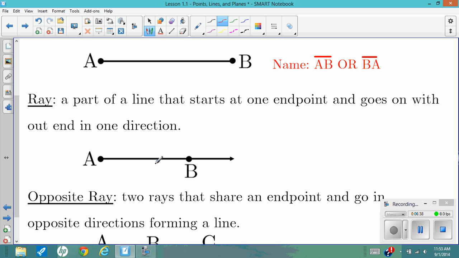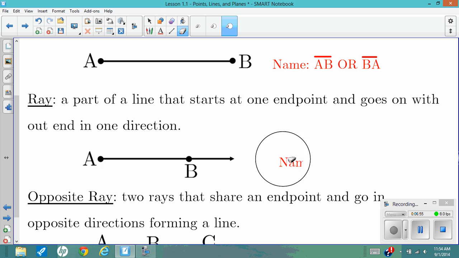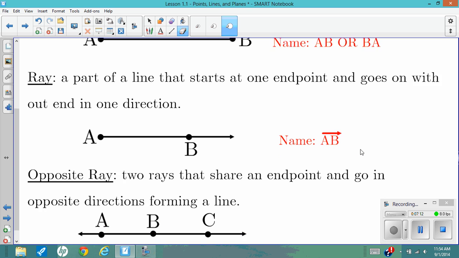A ray is another part of a line. It has one endpoint, so here I have an endpoint at A. B is also on the ray, and it goes in one direction forever. And we'll call that ray AB. When we name a ray, we always start by naming it with the endpoint. So this cannot be BA. It has to be ray AB, and we put a little ray on top to tell us that that says ray AB. The ray on top always goes to the right. It doesn't matter which direction the ray points over here. When we name it, the ray always points to the right.